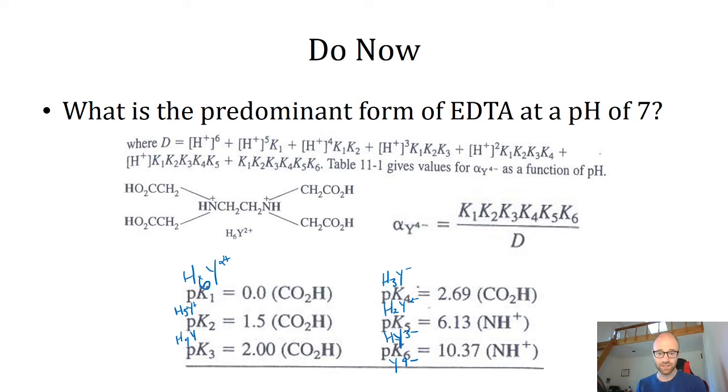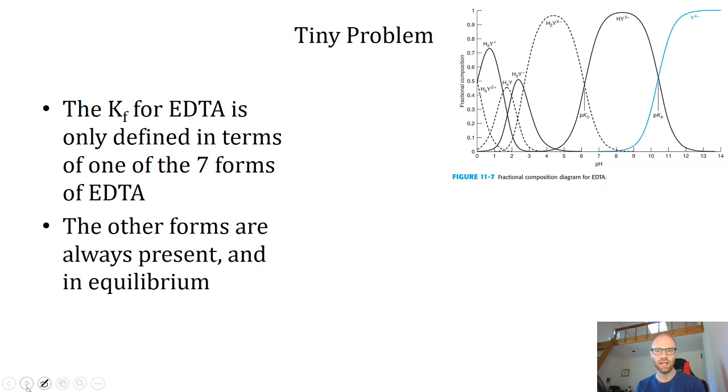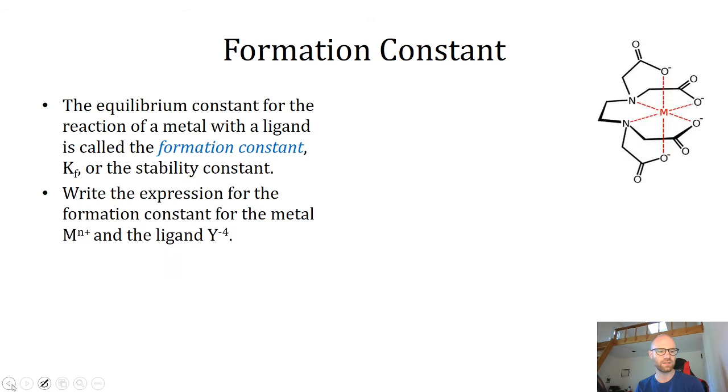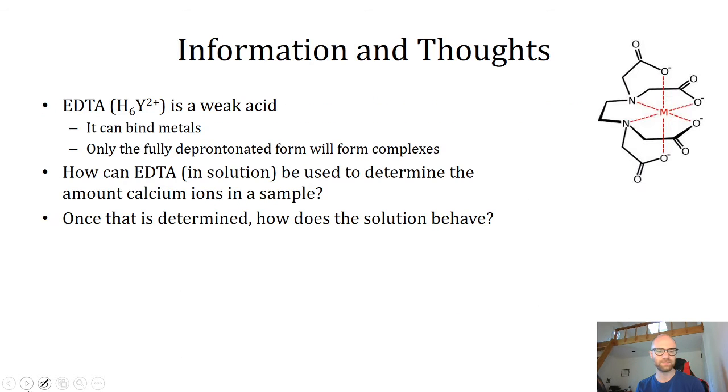If we're at a pH of 7, we should be expecting we're in between pK5 and pK6. We have one proton left. So my guess would be that the HY3 minus form of EDTA would be predominant. We could go back to those graphs. Do I have one of those graphs really quick to see? Yeah, and we're at a pH of 7. And yeah, HY3 minus is the most predominant. I'll have to erase that in a second.